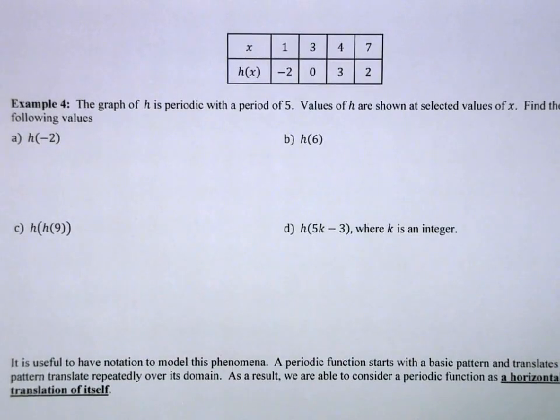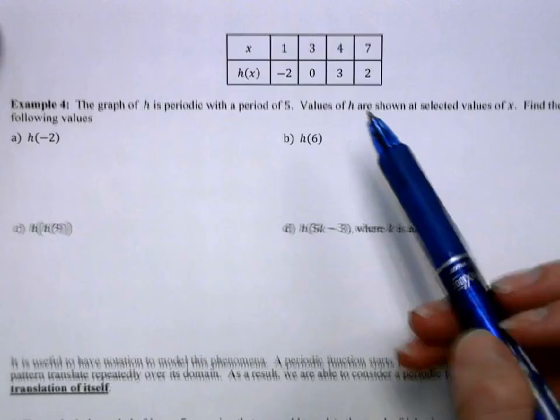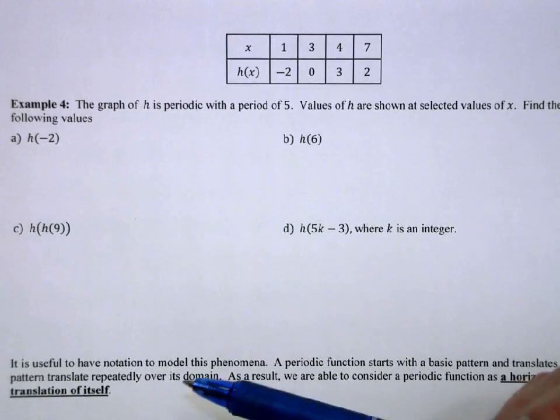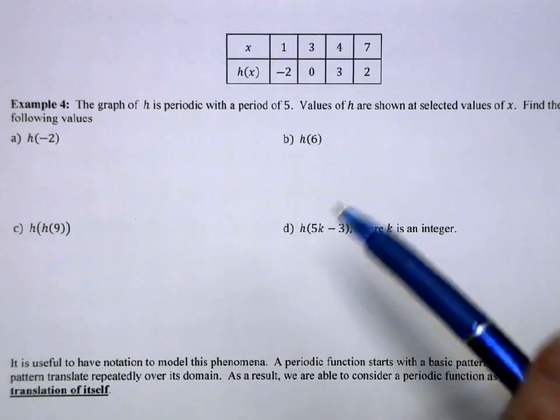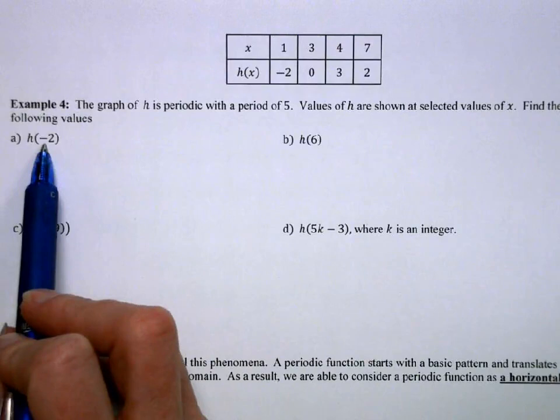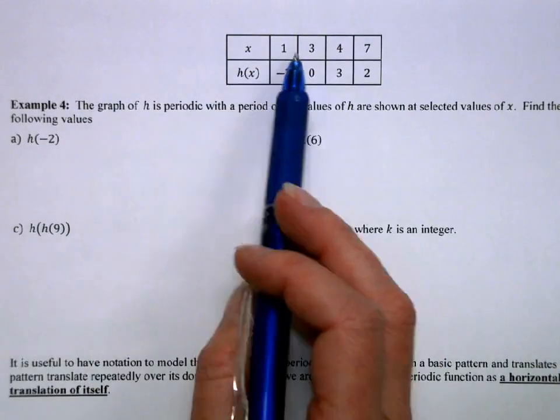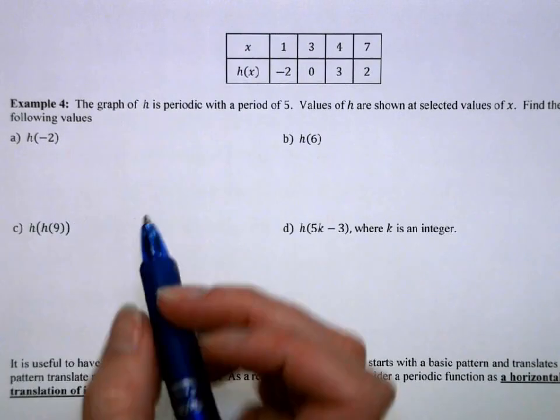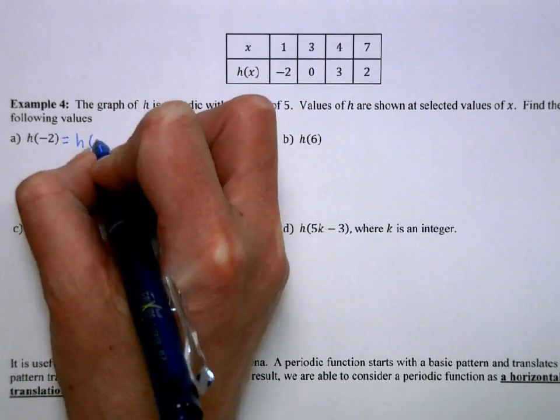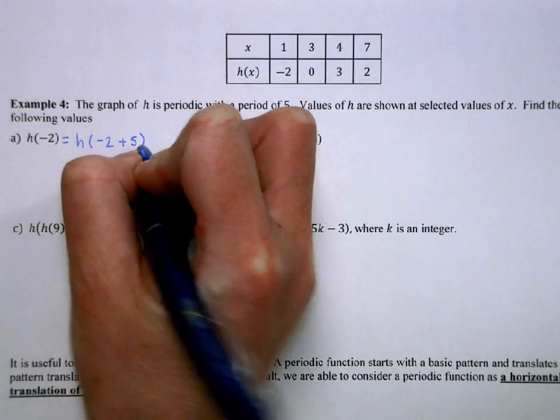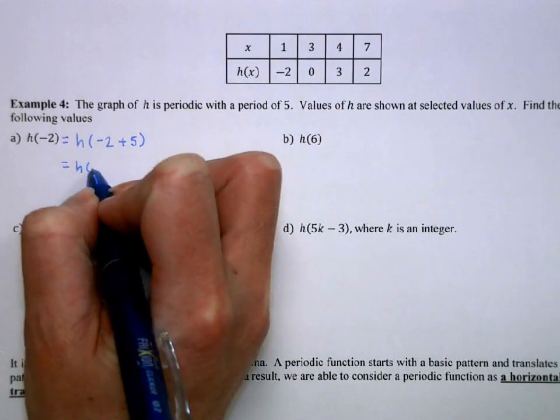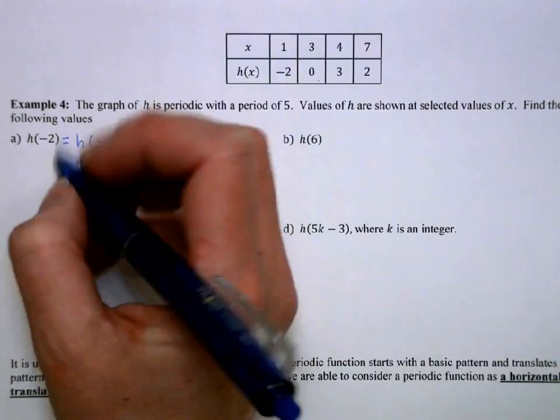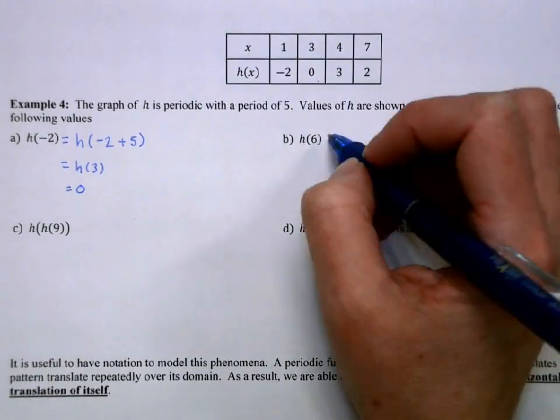Now we have a similar thing. We have a graph that has a period of 5. We don't have the graph, but we have some selected values. So we know this is going to repeat itself every 5. If I can add or subtract periods of 5 to arrive at one of these x values, that will be equivalent to what we see here. So for h of -2, if I add 5 to that, that's going to be h of 3. Which in my chart I have 3, so I can evaluate that to be 0.